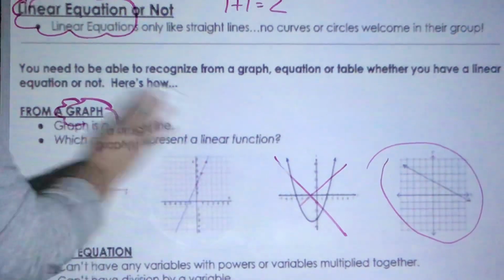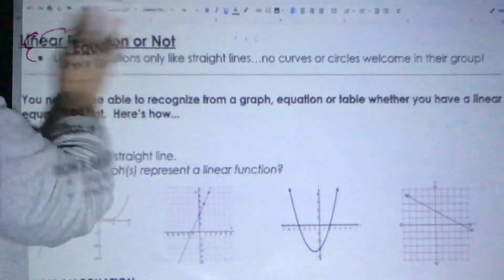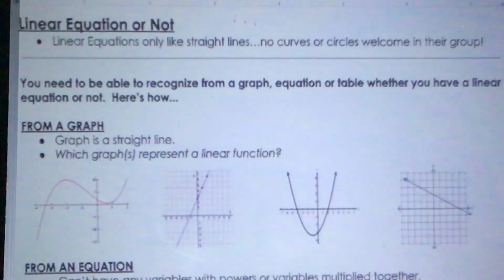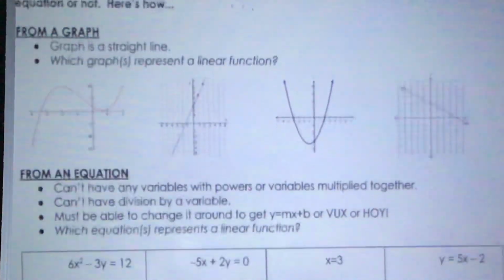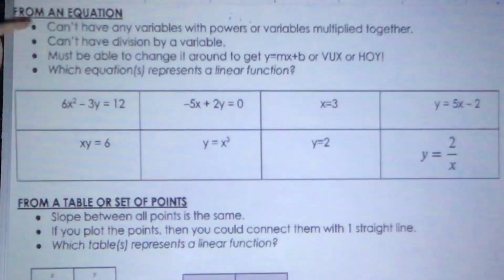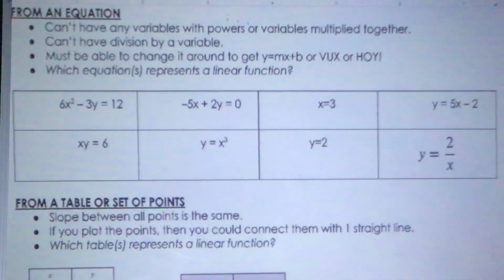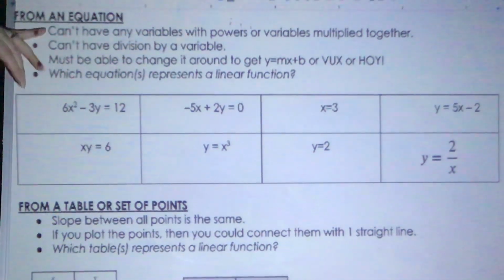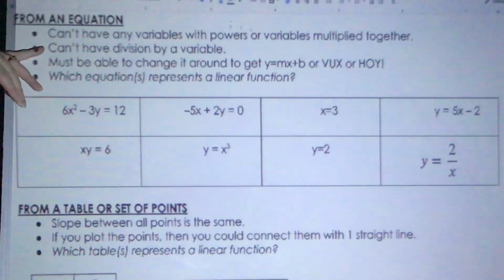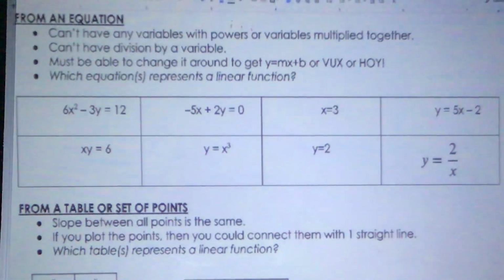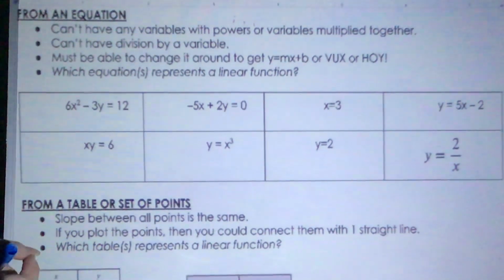So now on to an equation. How do you tell just by looking at an equation that it's going to make a line? So for the next section, scroll up. In order for an equation to make a line when you graph it, you have to have no powers with variables. You can't have any division with variables. You can't have any variables being multiplied together, because that would cause a graph to curve.